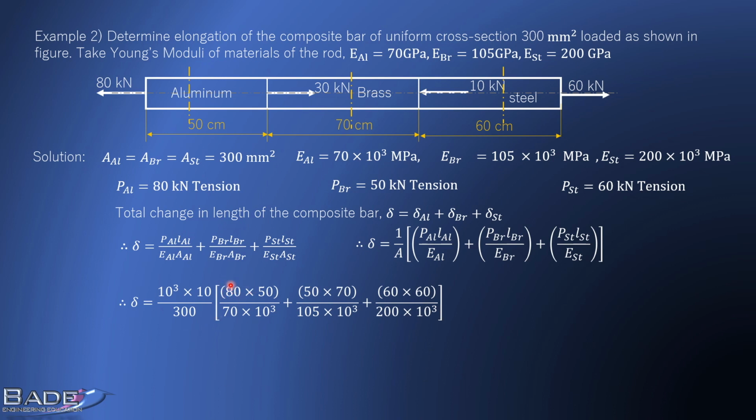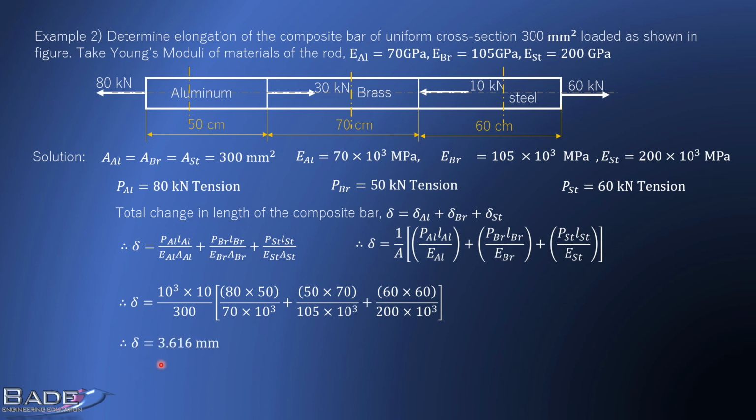Load on aluminium, 80 kilonewton, is given. So we should use the value here 80 into 10 raised to 3. Here it should be 50 into 10 raised to 3 and here it should be 60 into 10 raised to 3. What I have done? 10 raised to 3 is a common term, so it is outside the bracket. Also length is given as 50 centimeters, so it should be in millimeters: 500 millimeters here, 700 millimeters here and 600 millimeters here. But that factor 10 I have written here. So I have substituted values taking care of units and then completed all the calculations.